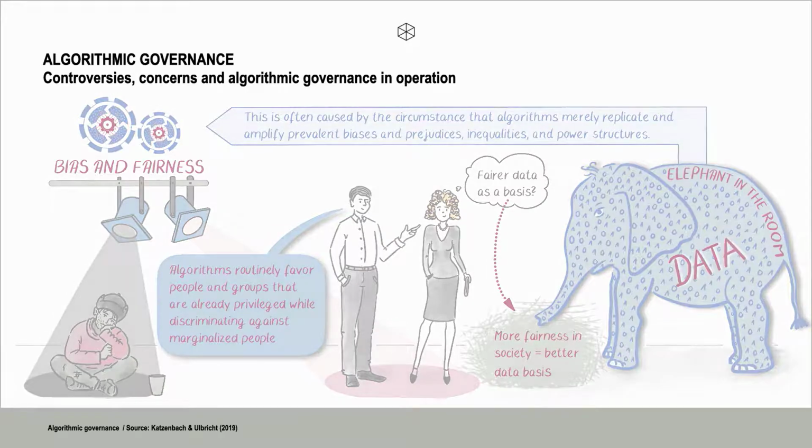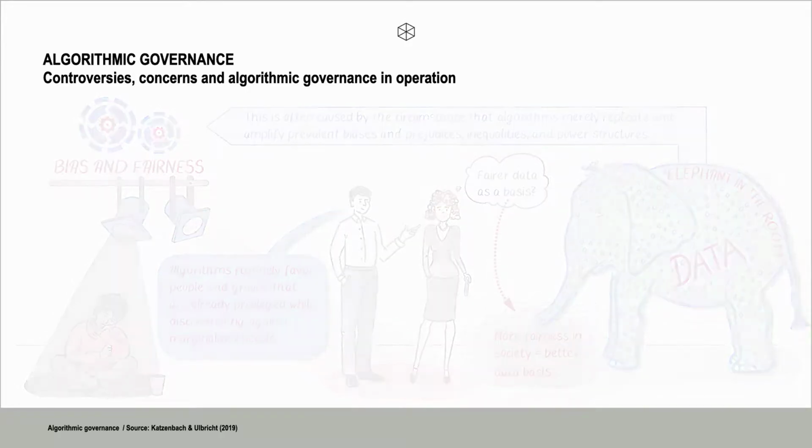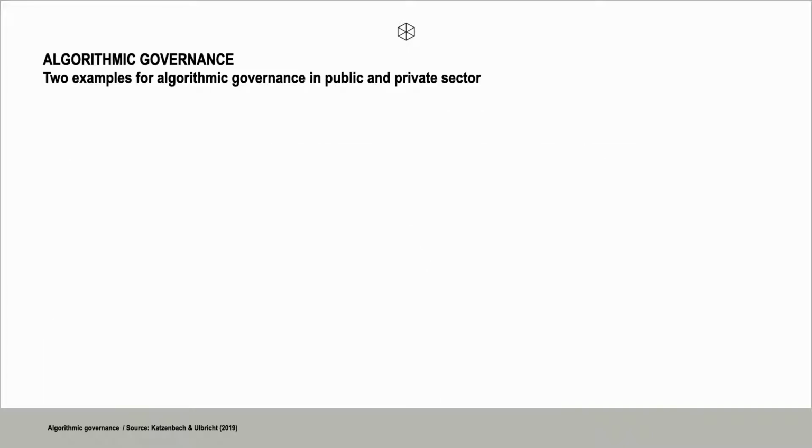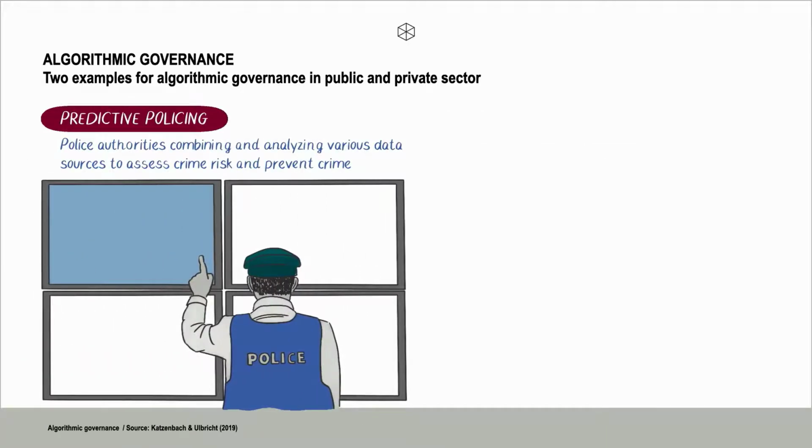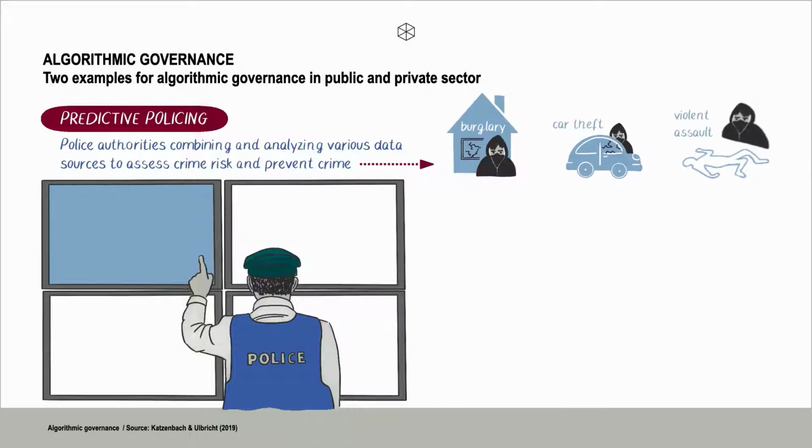Let's apply this to two examples for algorithmic governance in the public and private sector. First, predictive policing. Police authorities employ algorithmic governance by combining and analyzing various data sources to assess crime risk and prevent crime like burglary, car theft, violent assault, etc.